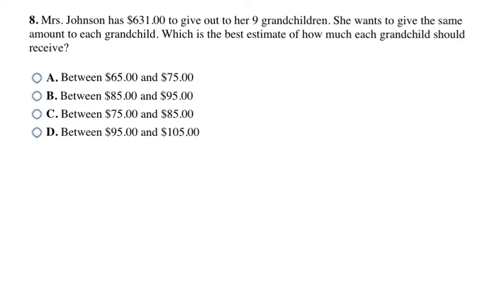Here's a word problem that asks us to estimate using division. It says Mrs. Johnson has $631 to give out to her 9 grandchildren. She wants to give the same amount to each grandchild. What is the best estimate of how much each grandchild should receive? So here you're dividing the money among 9 children. So I know I'm going to be dividing, and it says estimate, so I know I don't have to find the exact answer. So I'm going to be taking 631 and dividing it by 9.